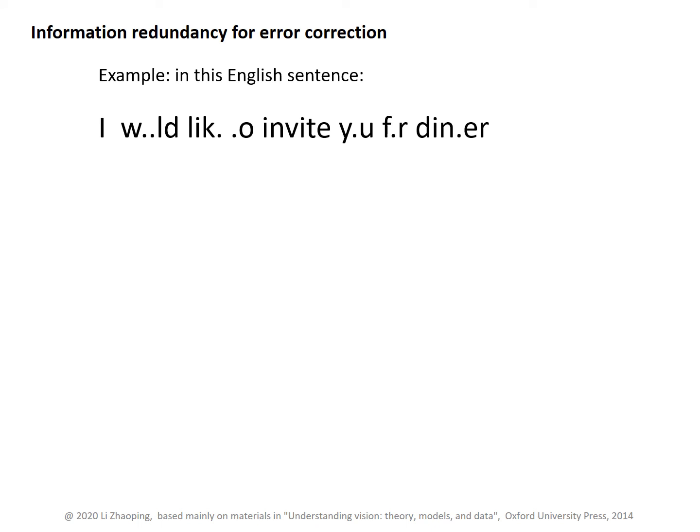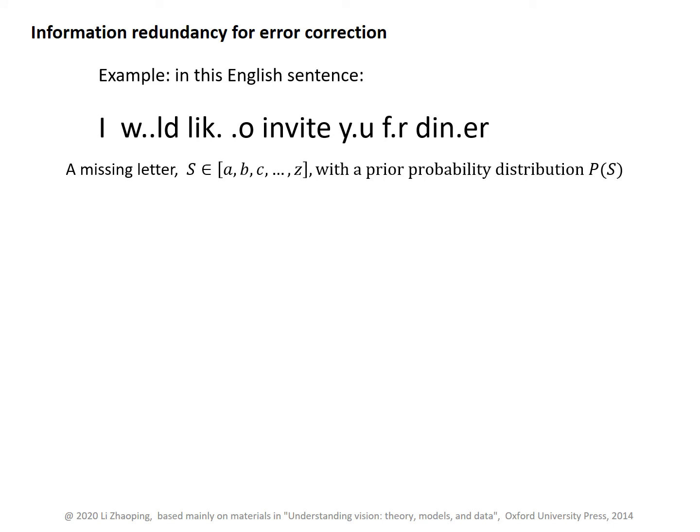For example, if you have this English sentence with this string of letters, each missing letter due to error is denoted by a dot. It may be any of the 26 letters or a space, so altogether it can be any of the 27 possibilities with a prior probability distribution of PS. So each letter requires this many bits of information to narrow it down to what it is. With 27 possibilities, this entropy would be up to almost 5 bits. Since 2 to the 5 is 32, that's more than 27, so 5 bits is sufficient.